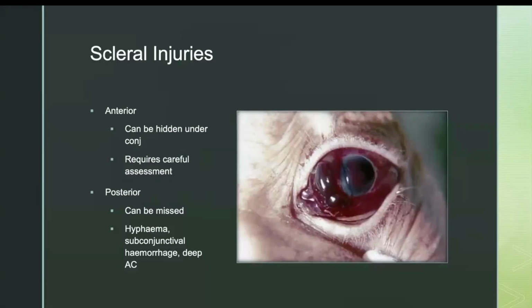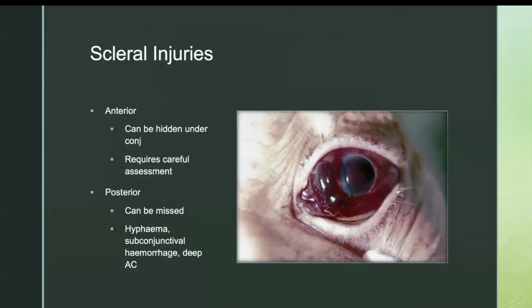And with the posterior ones, they can sometimes be missed because actually, when you're looking at the eye, the anterior chamber can be deep. But there are certain clues, and we've discussed this in the blunt trauma session, where you've got a deep AC, an 8-ball hyphema, 360 degrees of subconjunctival hemorrhage, and obviously a low pressure. That can all lead you into thinking that there is a posterior rupture.